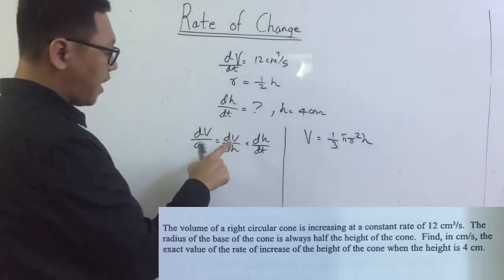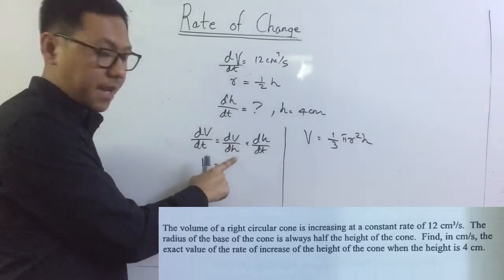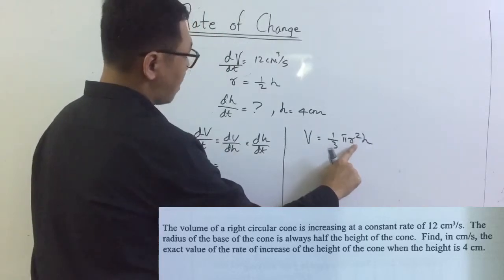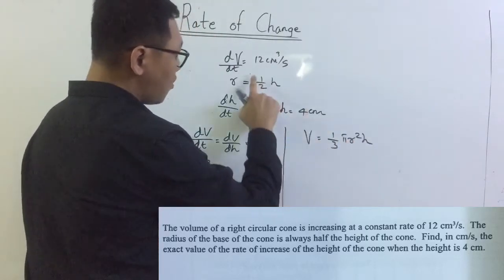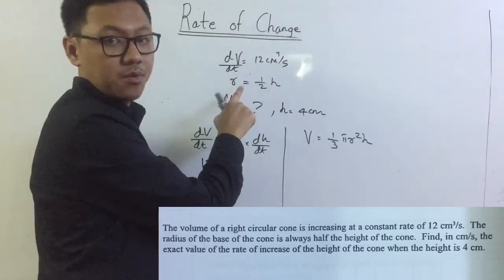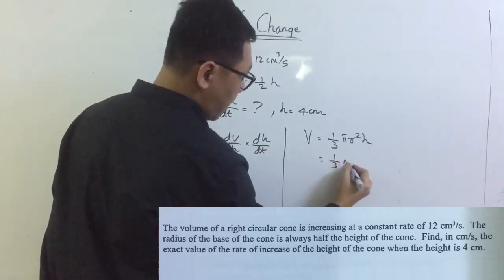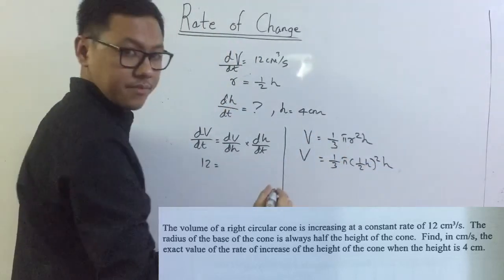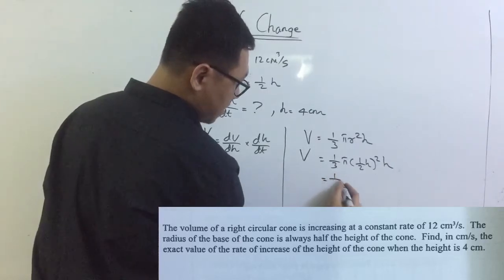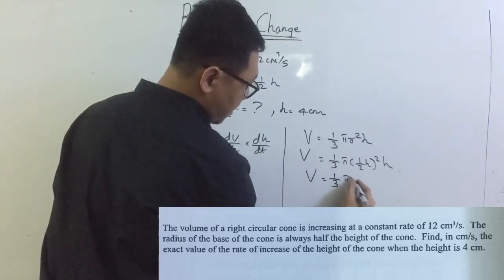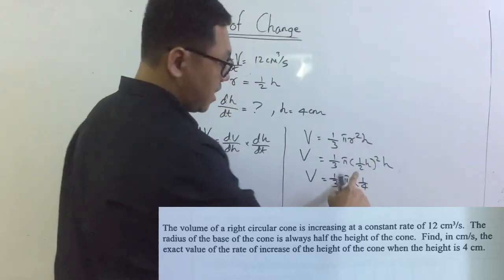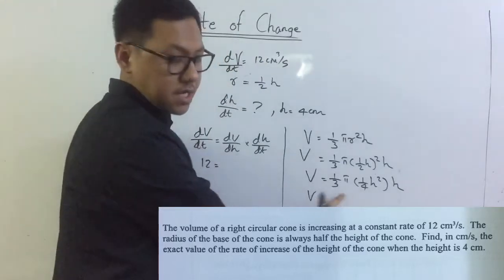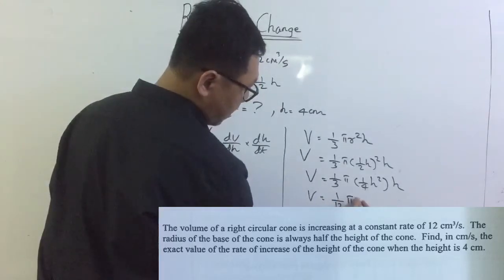And then we have to find the derivative of V with respect to h. So we don't want r here. We're gonna plug in 1 by 2 h for r, because r is equal to 1 by 2 h. So V equals 1 by 3 pi times (1 by 2 h) the whole squared times h. Half squared is 1 by 4, and h squared times h is h cubed. Then 3 times 4 is 12, so V is 1 by 12 pi h cubed.